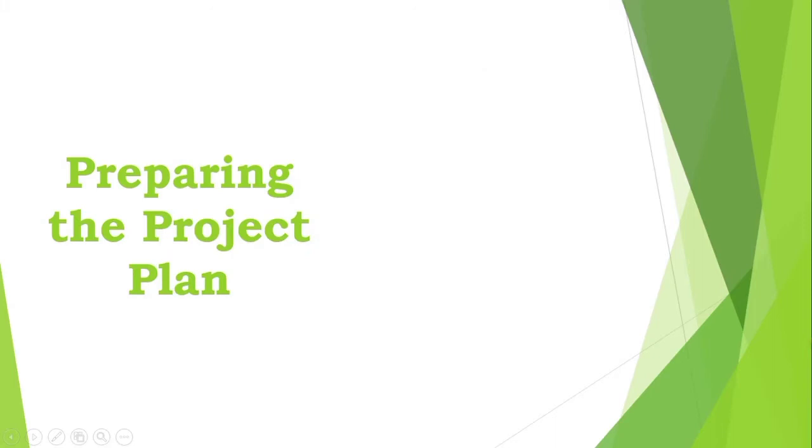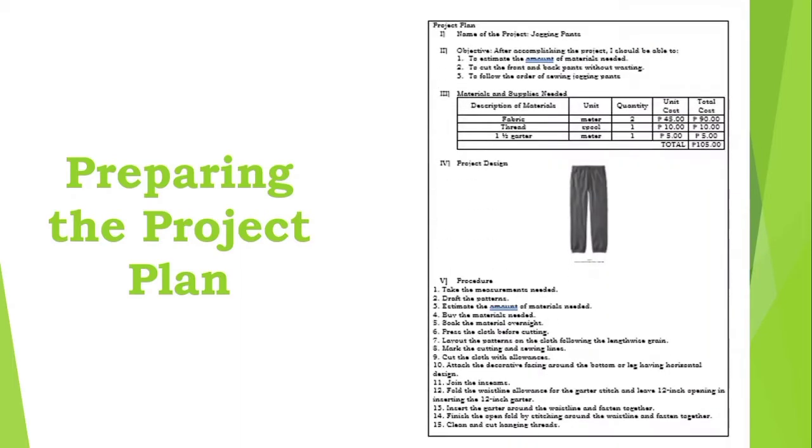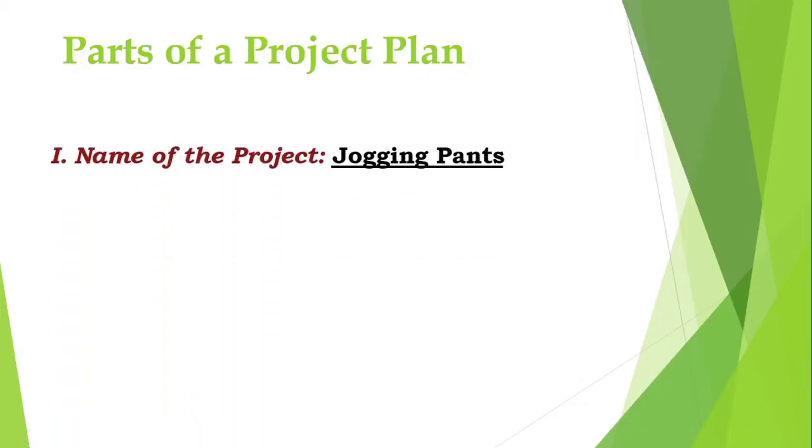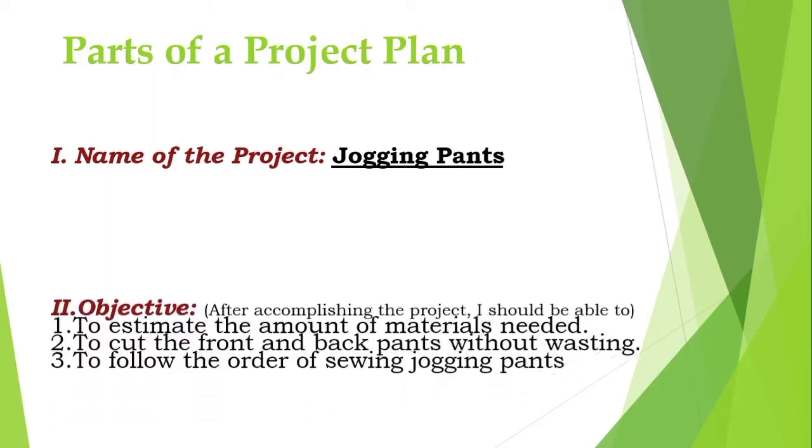This time, let us discuss the preparation of your project plan, which is actually part of your output for this module. So I have here the format of your project plan, and we will be discussing one by one the parts of this project plan. Okay, so the first part is the name of the project. In this case, the name of the project is Jogging Pants.